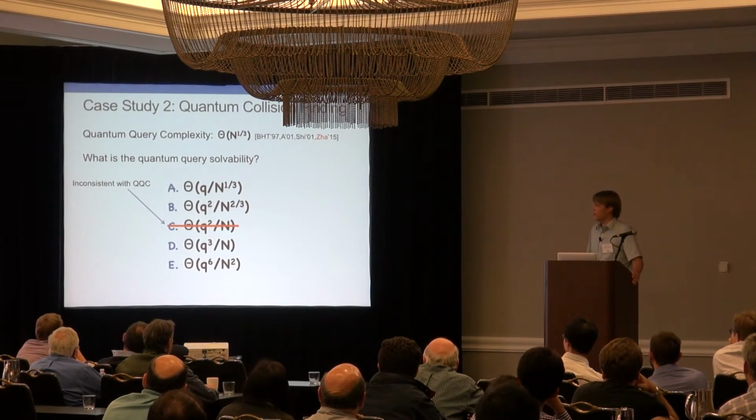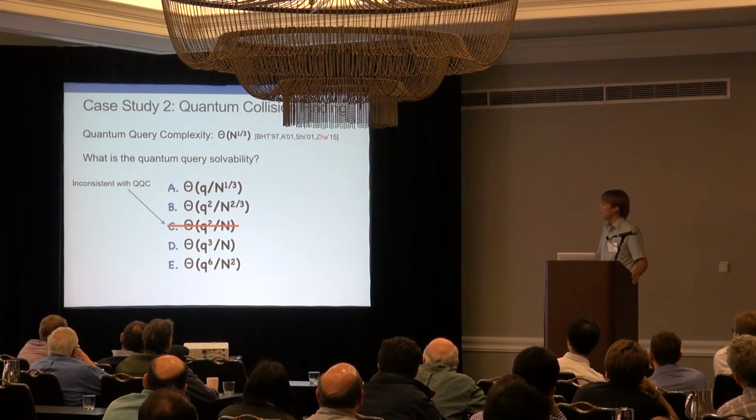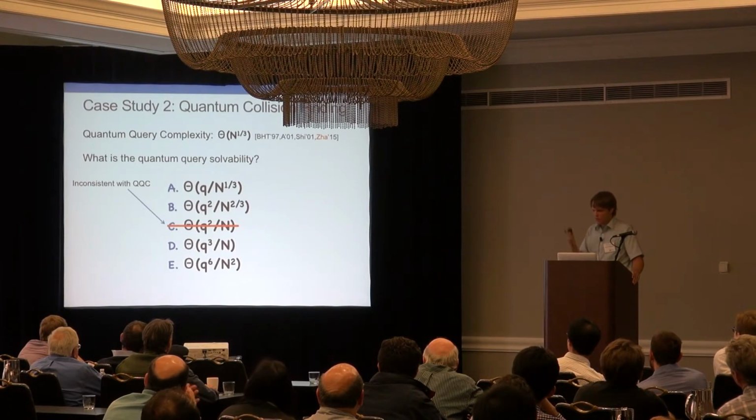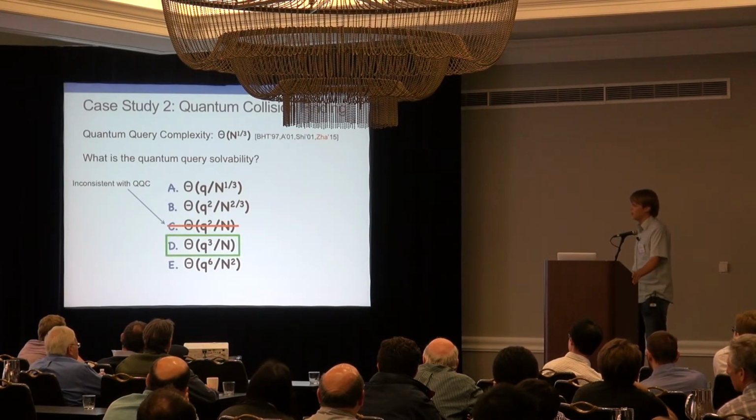So C we can immediately throw out because it's also inconsistent with the quantum query complexity. You can see this just by plugging Q equals n to the 1/3. But the rest of these are all actually consistent just with the statement of quantum query complexity. But the right answer is D. It's Q cubed over n.